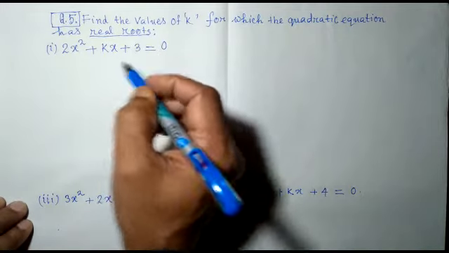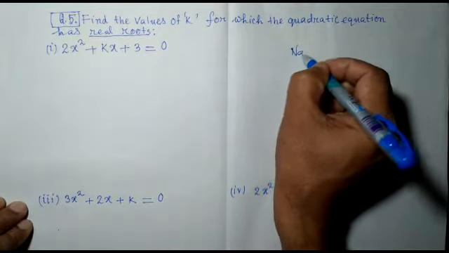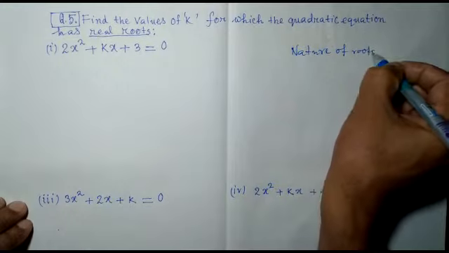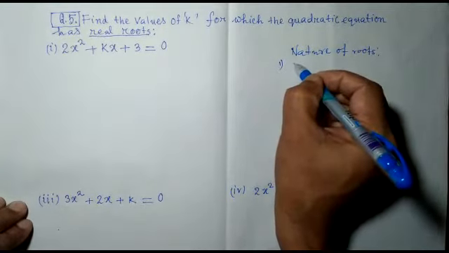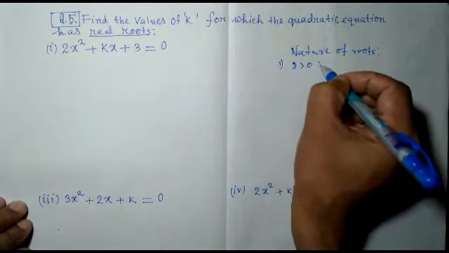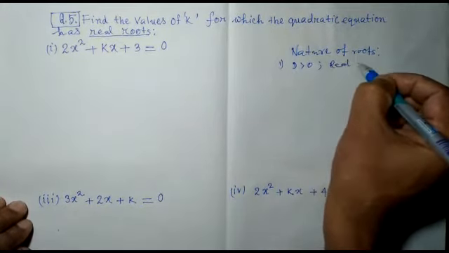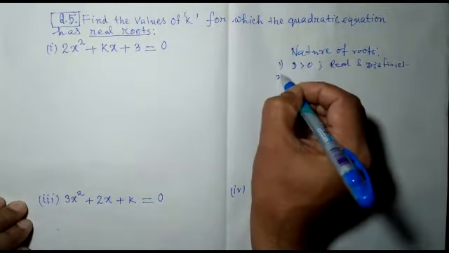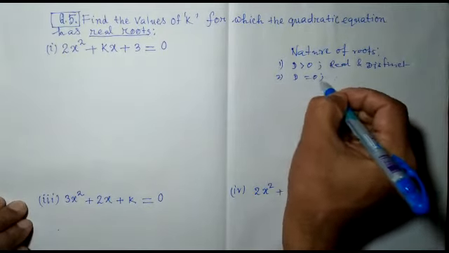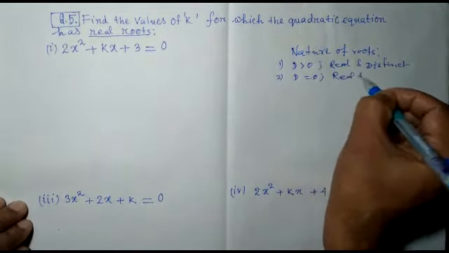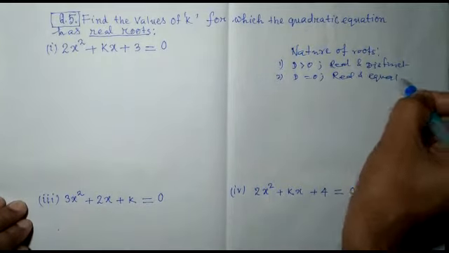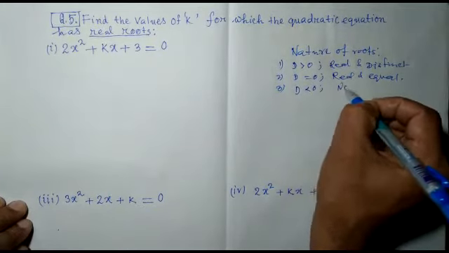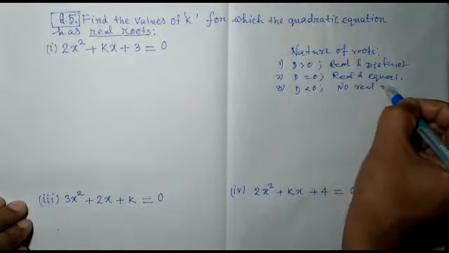And you remember the nature of roots. See, what was the nature of roots? Nature of roots of a quadratic equation. So we explained it before. If D greater than 0, roots are what? Real and distinct. And number 2, if D equals 0, roots are real and equal. And number 3 is if D less than 0, there are no real roots.